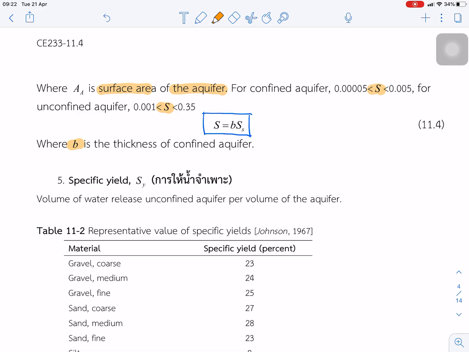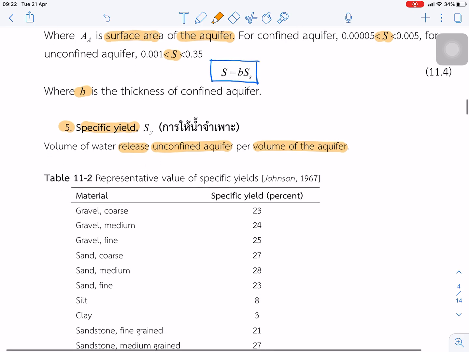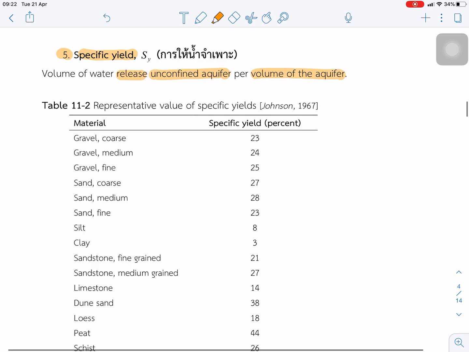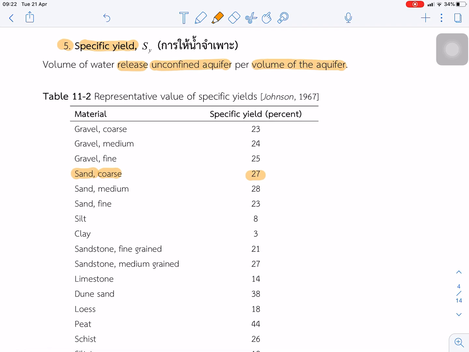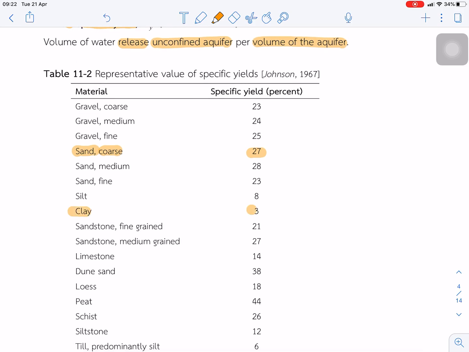And the next property we call the specific yield. It's the volume of water that can be released from the unconfined aquifer per unit volume of the aquifer. This is released by gravity. So we can see that for normal sand, coarse sand is about 28%. It means if the moisture content is above this, the water will drain from the soil. If it's less than this, the water stays in the soil. For clay it's very small, 3% for the specific yield.